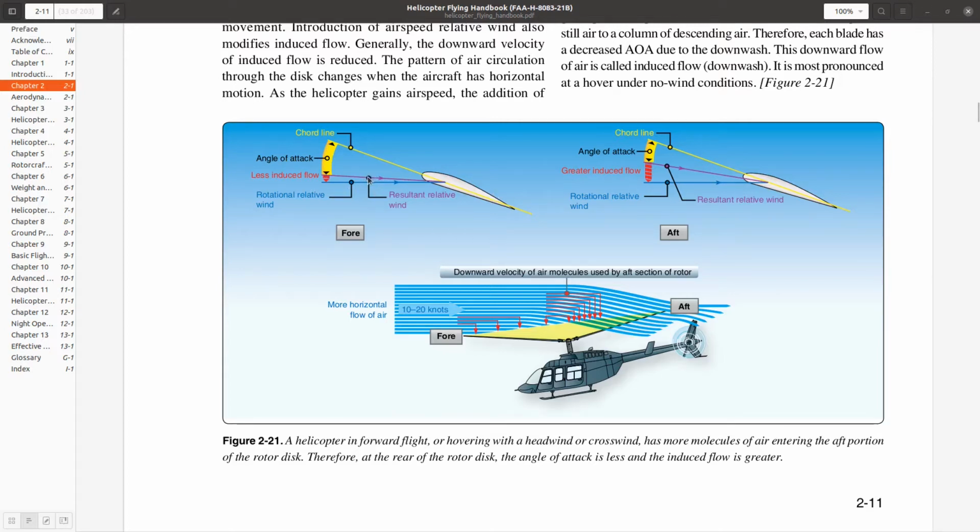And this is my new relative wind, right? So here's the rotational relative wind. That's just from having this thing rotate in the air. And then that effect is decreased a little bit by this induced flow effect.